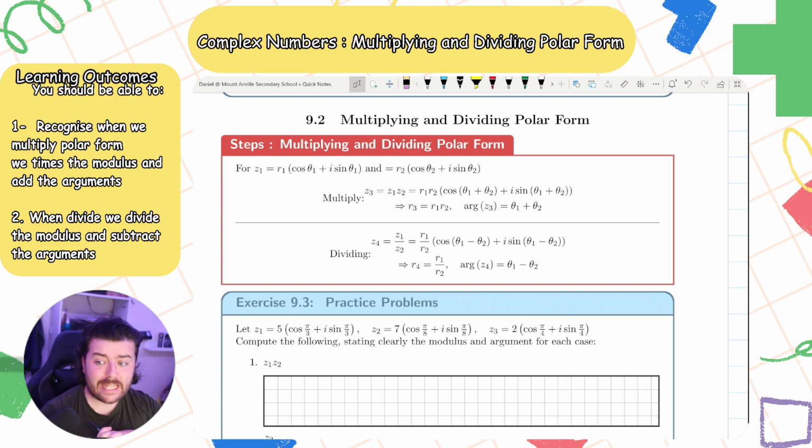Hello everyone. In this video we are looking at multiplying and dividing complex numbers in polar form. It's going to be a very short video.